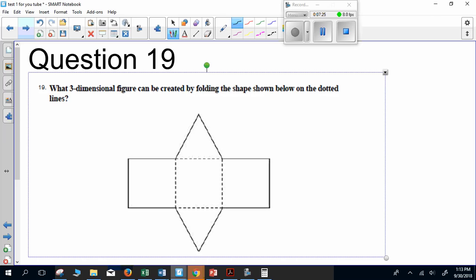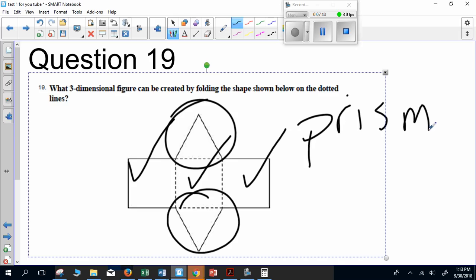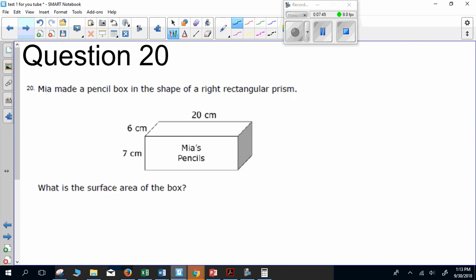All right, next one, we're going to fold this up. And so when I fold it up, I look at it and I see that there are 2 triangles here, and these sides are all rectangles. So the only shape that is made from triangles and rectangles is some kind of a prism. So it is a triangular prism.